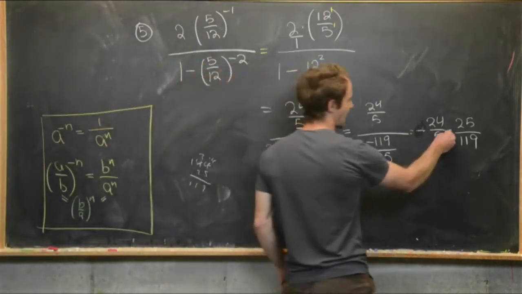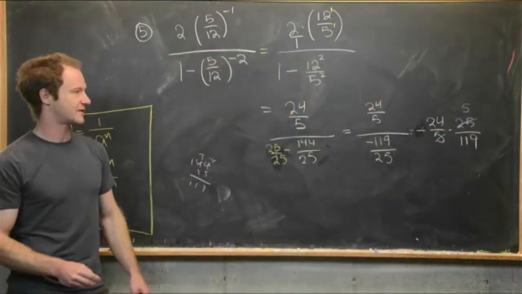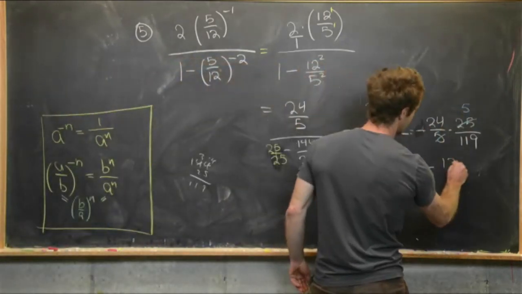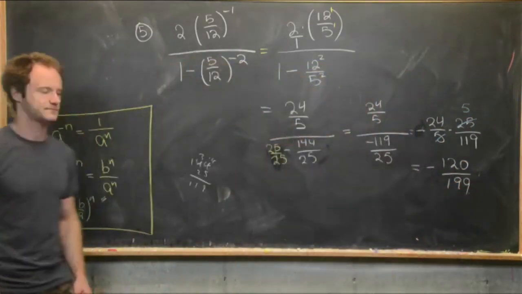So notice that this 5 will cancel this 25 down to 5, because 25 divided by 5 is 5. And then we're essentially done. We've got 24 times 5, which is 120. So we have 120 over 119, and it is negative.